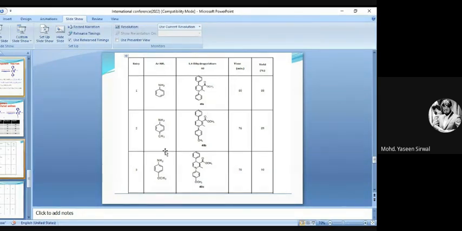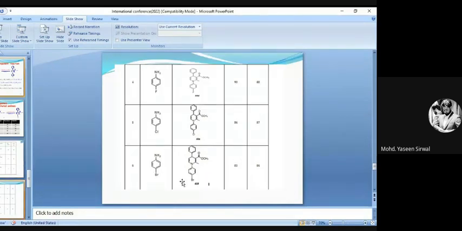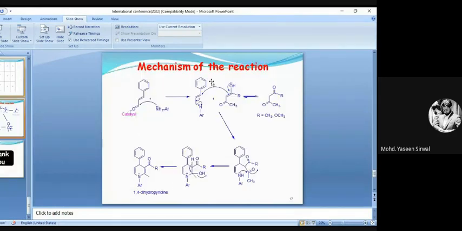Then we carried out the reaction with toluidine. Then we replaced that CH3 with methoxy group, fluoro, chloro, and bromo. Every time we were getting yield of more than 85%. This is how this condensation was carried out.